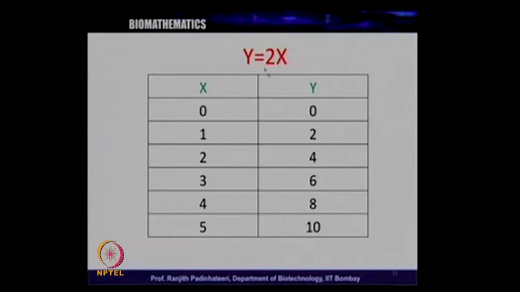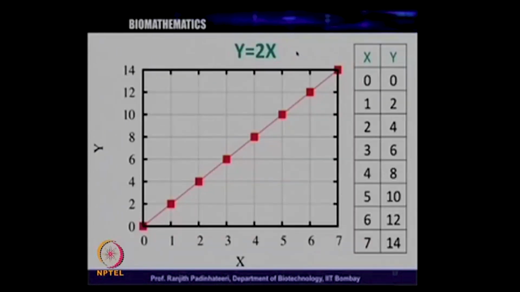So, that is what this 2x means, twice that of the x value. When x value is 2, the y value is 4, which is 2 times 2 is 4. Similarly, 3, 6, 4, 8, 5, 10. So, for every x value, the y value is 2 times that of the x value. This is what y equal to 2x means, and let us see how it is plotted.